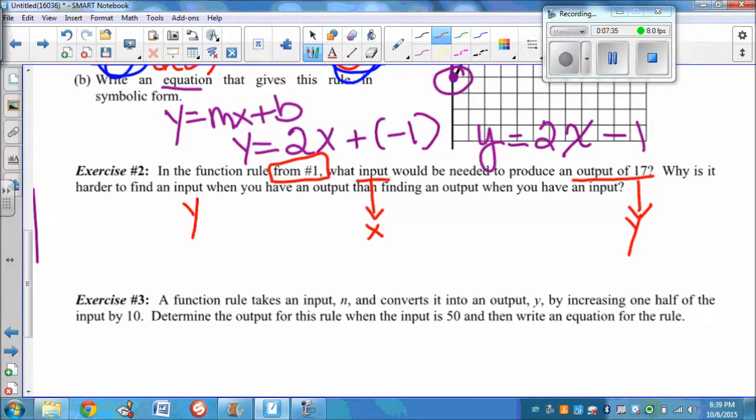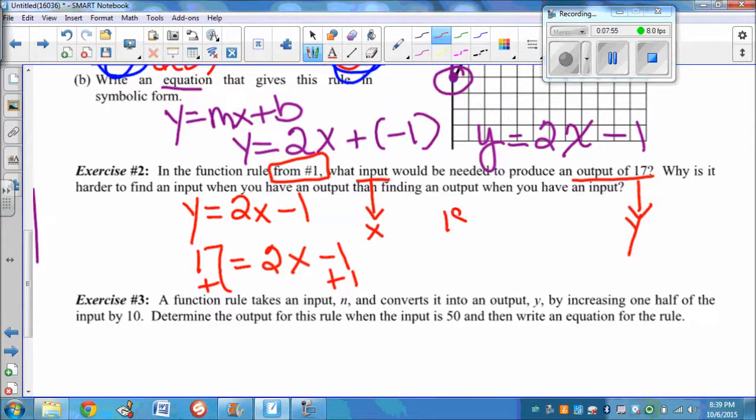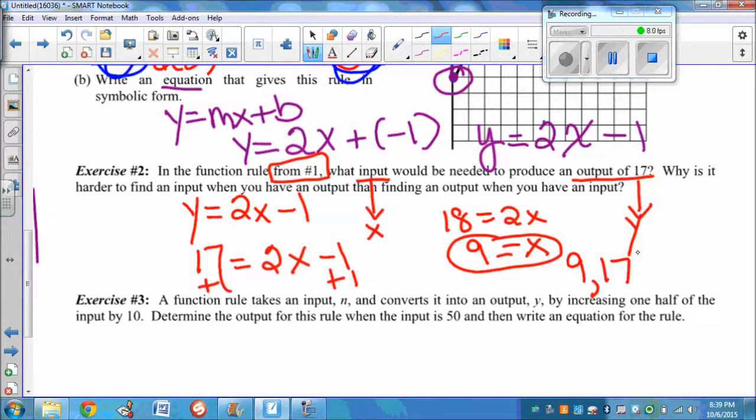So we said our rule was 2x minus 1. And they're saying, okay, what input? So we're looking for the x if we know the y. The y is 17. 2 times what minus 1 gives us 17? And if we solve that for x, we get 18 equals 2x, and x equals 9. So there's our input. We were asked to find the input of 9 if we had an output of 17, and that's the point, the x, comma, y.